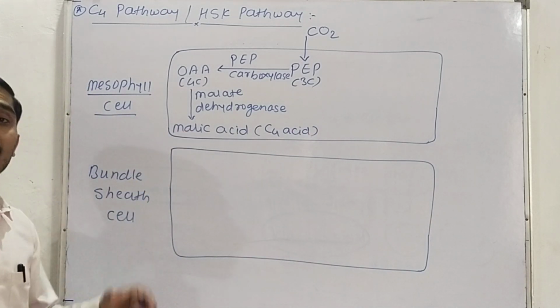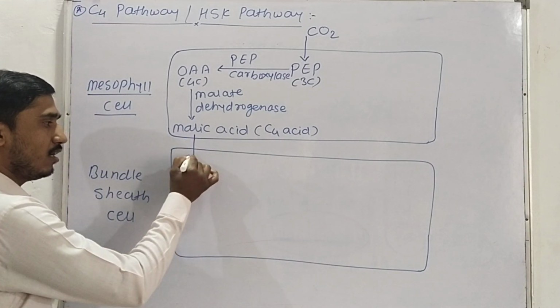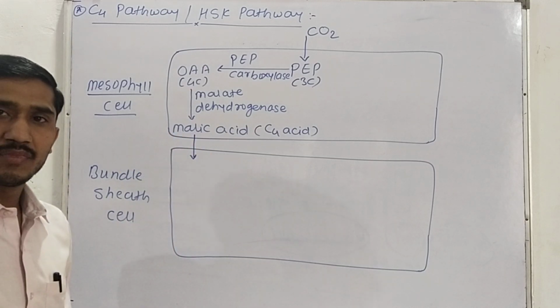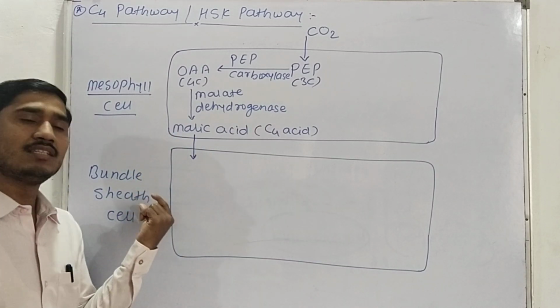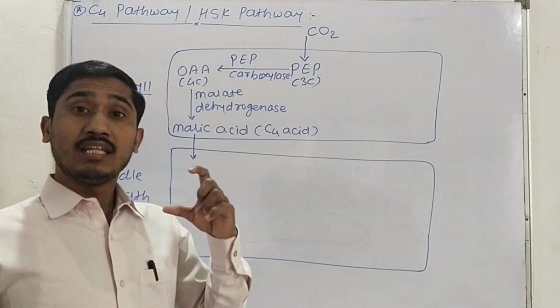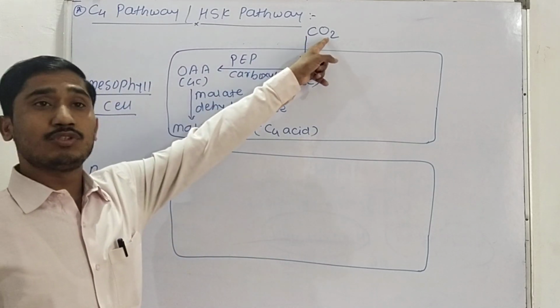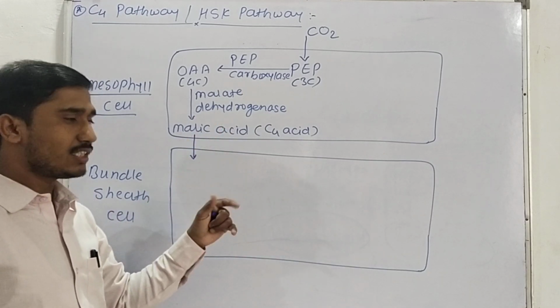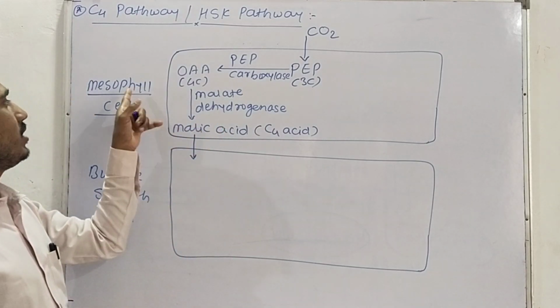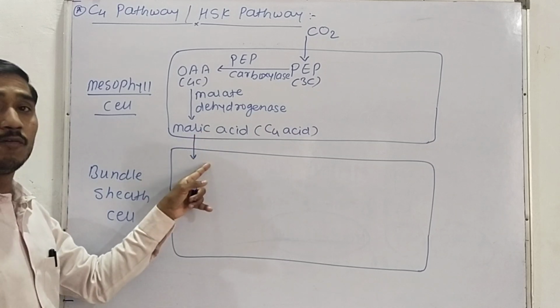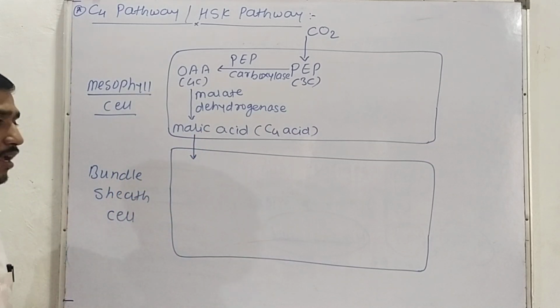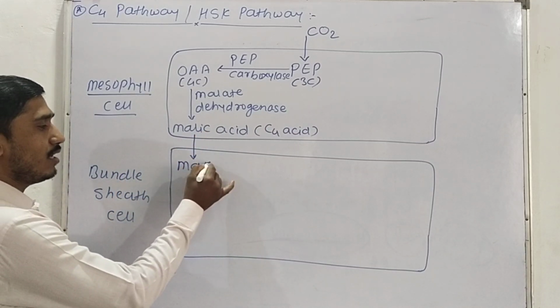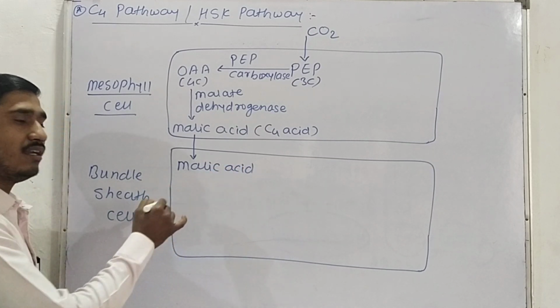Now this malic acid is transported to the bundle sheath cell, because we know the bundle sheath cell wall is very thick, impermeable to CO2, but permeable to acid. That's why the malic acid which is formed in the mesophyll cell is transported to the bundle sheath cell. Now malic acid is in the bundle sheath cell.